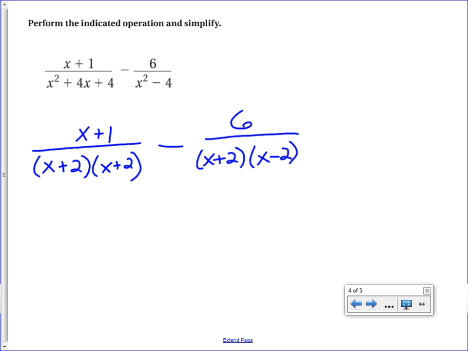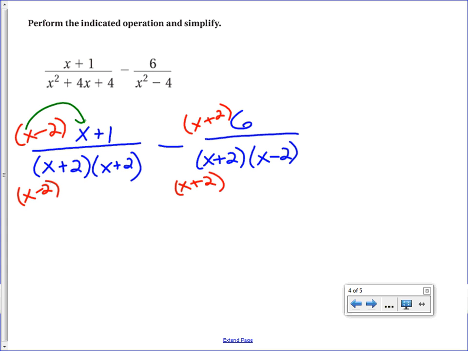What the first fraction needs, it needs the x minus 2. What the second fraction needs is another x plus 2, and now they match. Whatever you do to the denominator, you do to the numerator. And now we rewrite both fractions. So in the numerator, we do want to FOIL, we do want to distribute. We need to get the top to be all multiplied together.